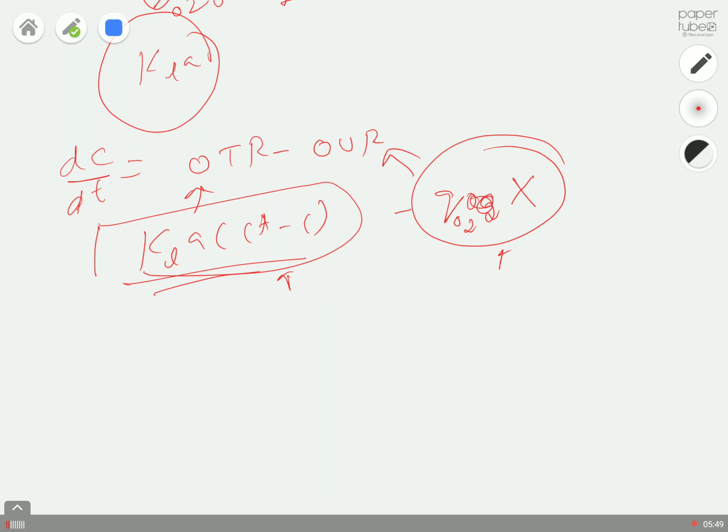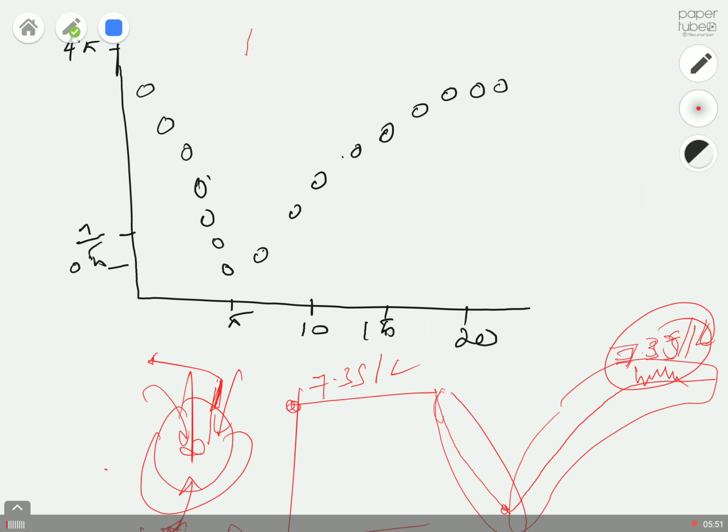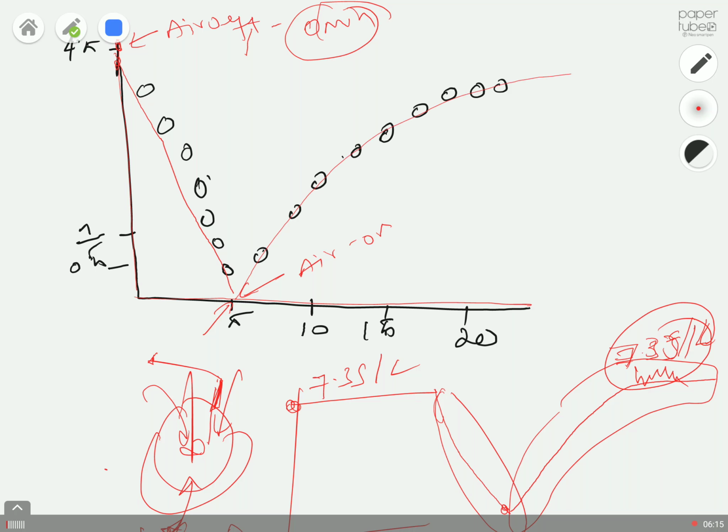For this part of your experiment, sorry, I forgot to mention, I already plotted it roughly. I don't have a graph sheet, so I just plotted. So if you plot all of your data, this is the point of air off at 0 minutes, and then you see the concentration decrease until 0, and then this is air on, it starts to increase again, eventually going towards your solubility limit. If you allow, it will go to 7.3 after some time.